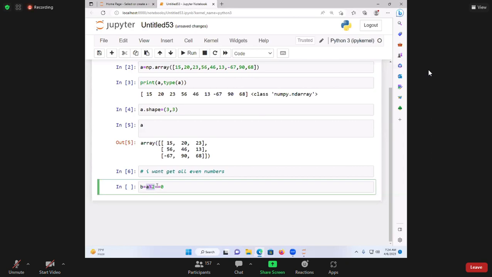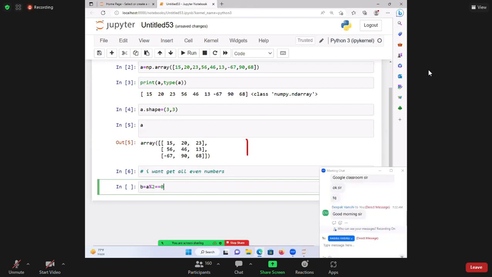Vector based operations are permitted or not? So I am taking the value of A and doing % 2, applying it with the remainder. Remainder is equal to 0. First element you take, 15 % 2 == 0, false. False means it is going to be recorded as false in B. Second element 20 % 2 is true. True will be recorded. Next 23 % 2 is false. Next is true. 56 % 2 is true. Next 46 % 2 is true.